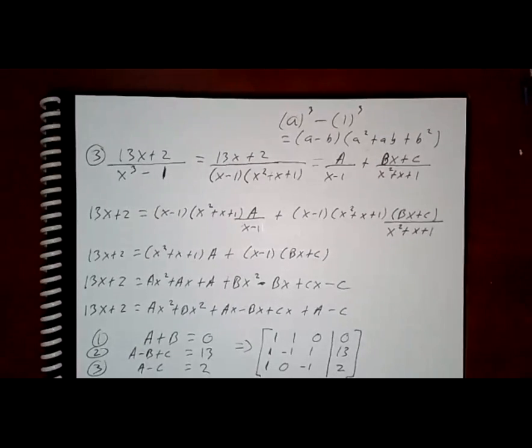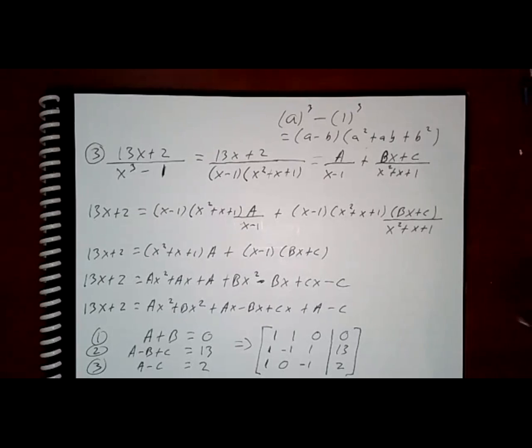I have a question. Yeah, what's up? The BX plus C on that one, do you only use that when it's like 3 of them? You kind of get what I'm saying? Yeah, you only use it when you can't factor this and it's quadratic. Okay, so if it was x squared plus 1, you would still use it. Okay, thank you.